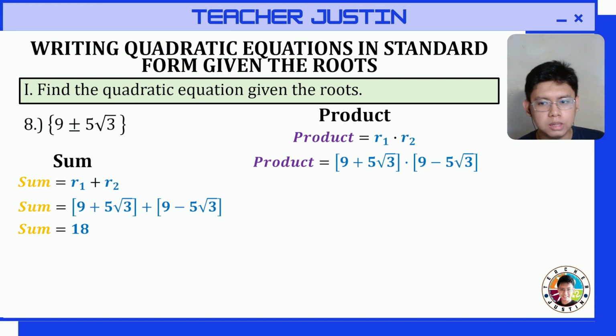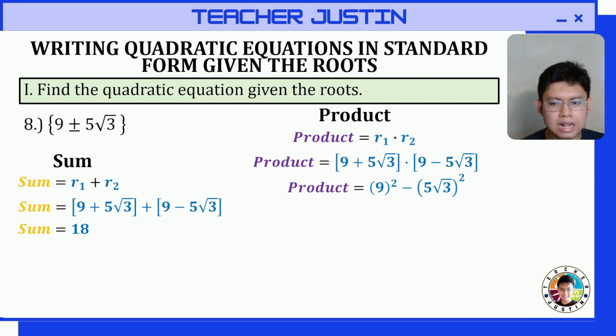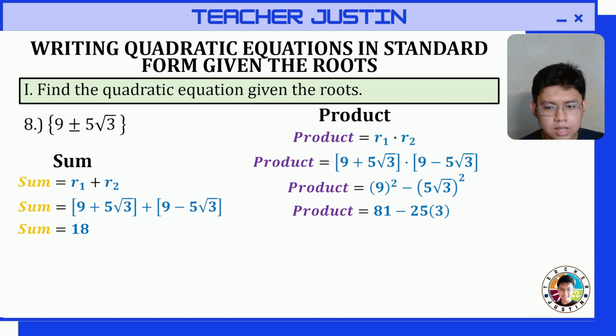Now, let's use multiplying conjugates. We square the first term minus the square of the last term. So, 9 squared will be 81. 5 square root of 3 squared will be 25 times 3. Now, let's simplify this. 81 minus 25 times 3. 25 times 3 is 75. So, 81 minus 75 will give us 6.